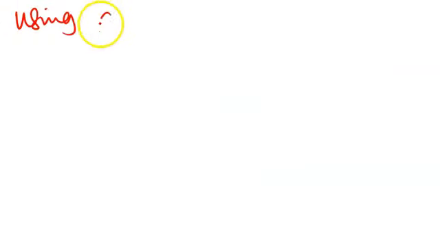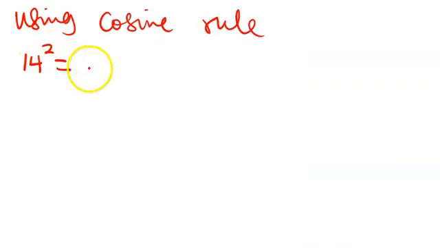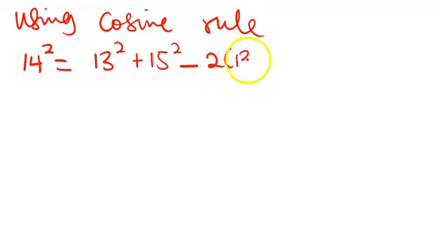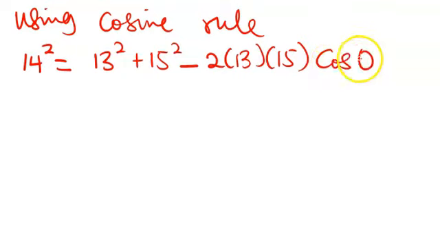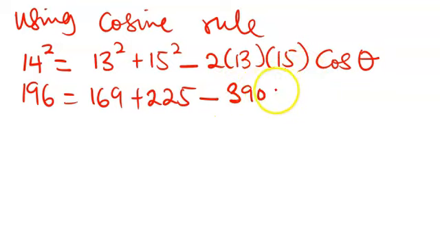So using the cosine rule, this side squared is equal to this side squared plus this side squared minus twice the product of the two sides times cos theta. 14 squared is equal to 13 squared plus 15 squared minus 2 times 13 times 15 cos theta. So we want to find this angle. Now 14 squared is 196. This is 169 plus 15 squared, 225, minus 390 cos theta.